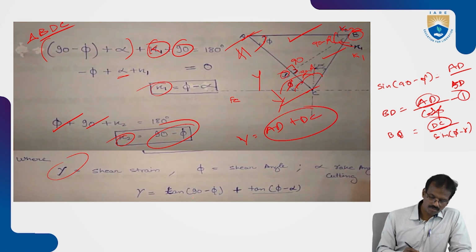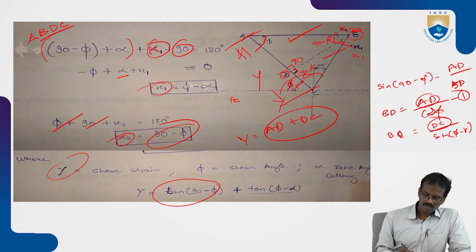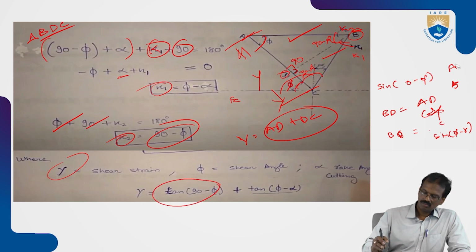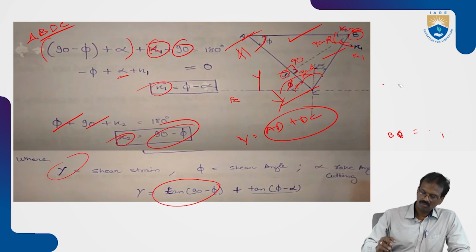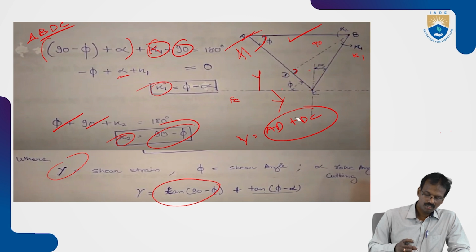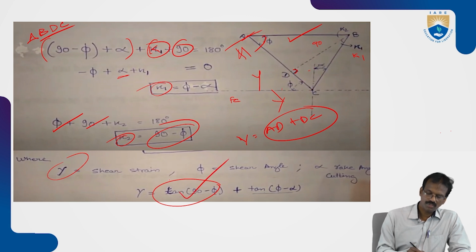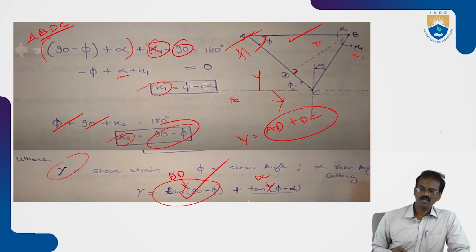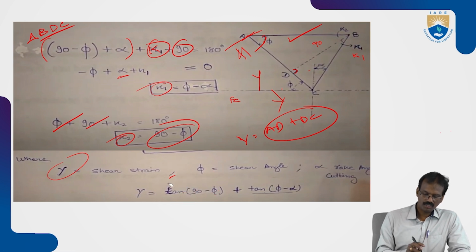The y value is equal to tan of 90 minus phi plus tan phi by phi minus alpha. Anyhow, you can take this one. If you take the first triangle, you will get this value, which means AD is equal to this value. If you take another triangle, then BD is equal to this value. So adding up both, that is the strain.